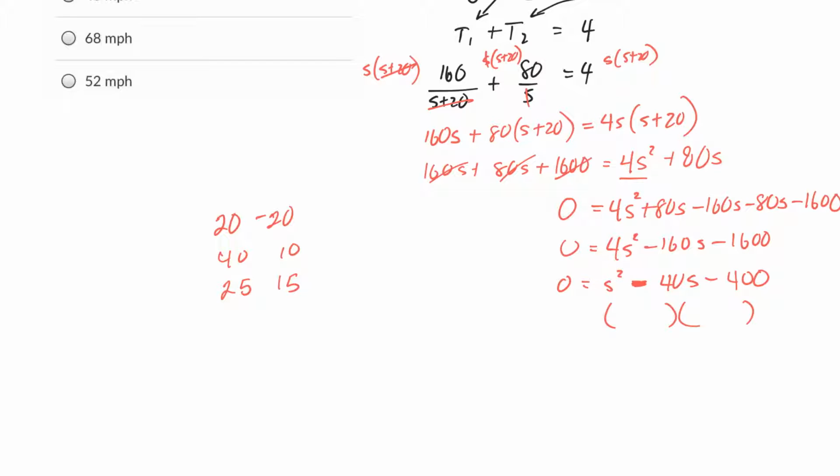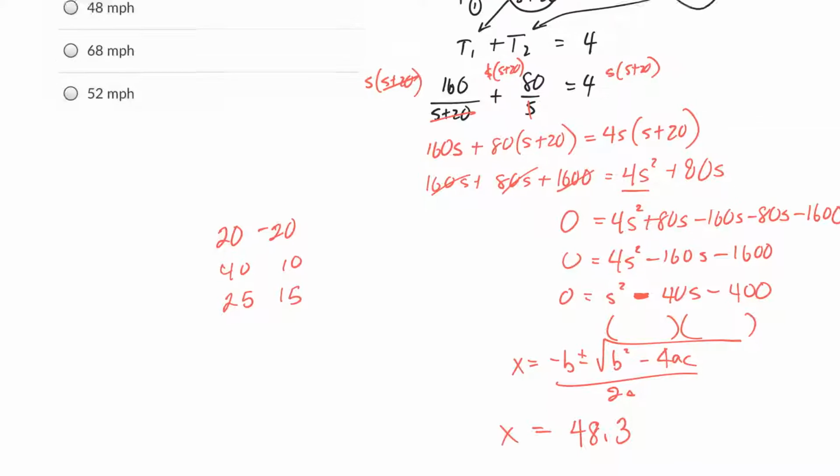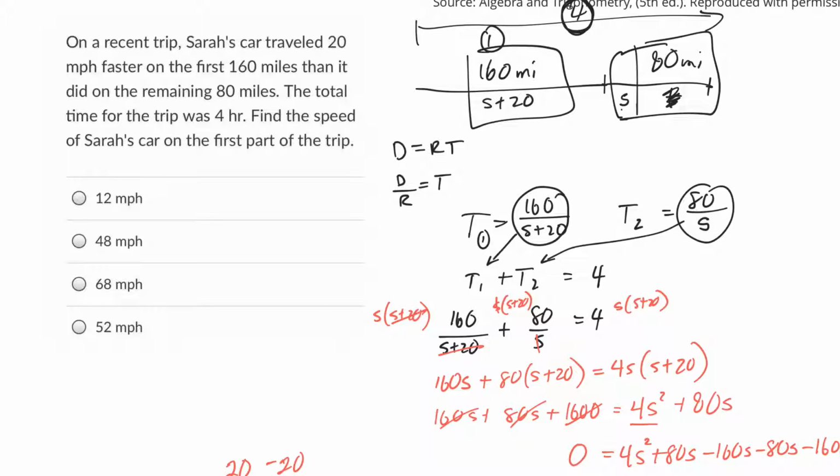So I would go into the quadratic formula: minus b plus or minus the square root of b squared minus 4ac, all over 2a. And when you plug that all in, you get two numbers. One of them is negative, the other one will be positive, and I think it's like 48.2 or 48.3, something like that. And so that would be s, the speed of the second trip.